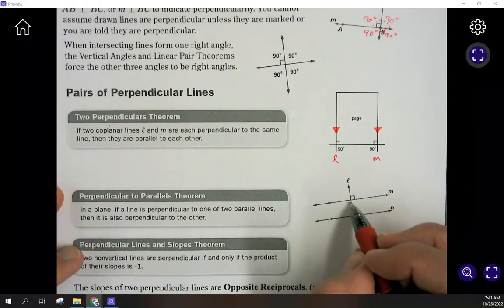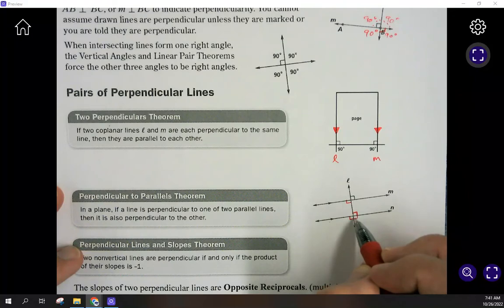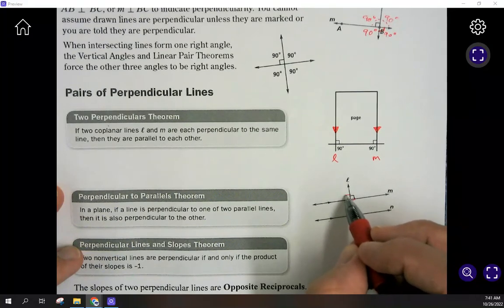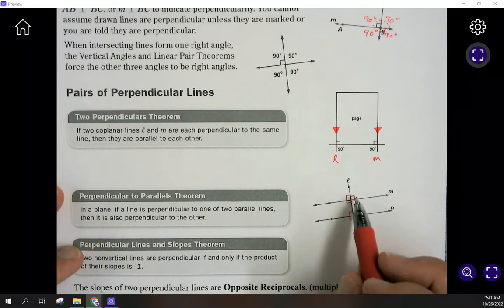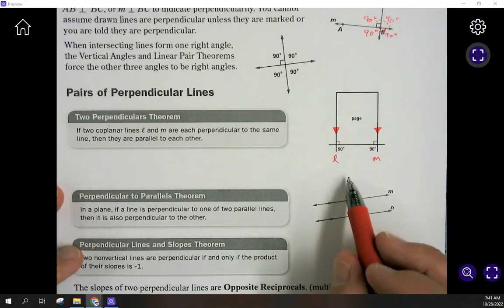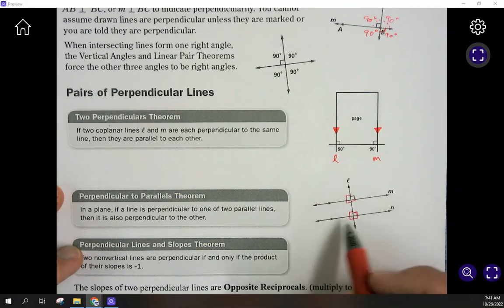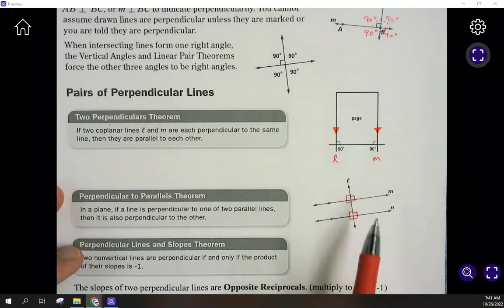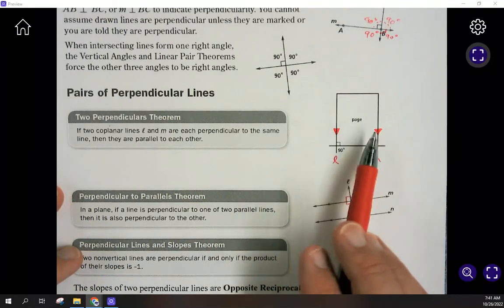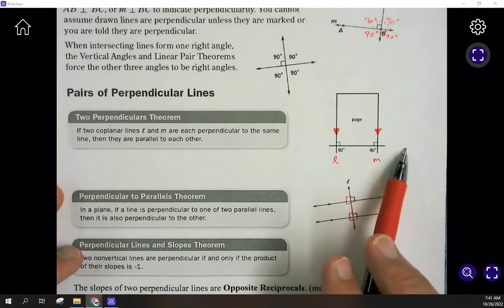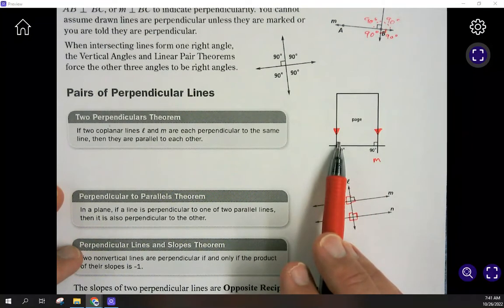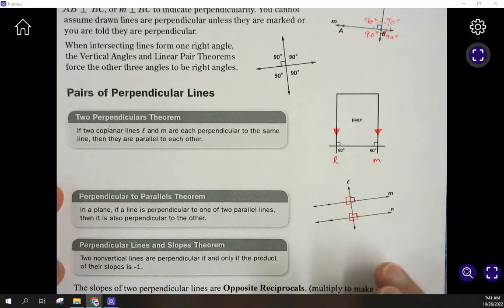Okay, and then the vertical angles would also be 90, and these would be 90. But since we have parallel lines, and we see that one of those two lines, the M, is perpendicular to L, we know the other one is also going to be perpendicular. So it goes both ways. Basically, parallel lines both cut by the same transversal: if they're perpendicular on one of them, they're going to be perpendicular on the other.